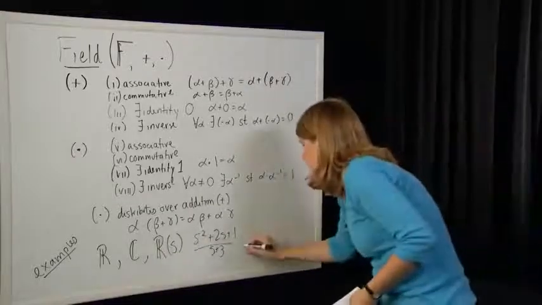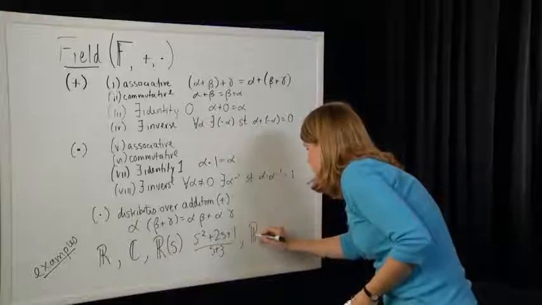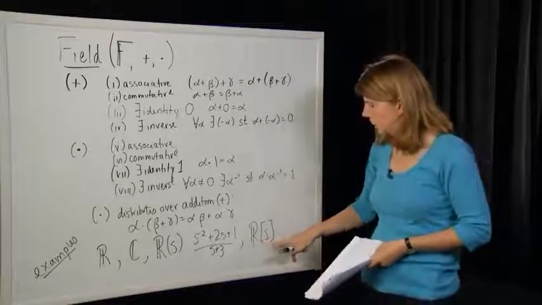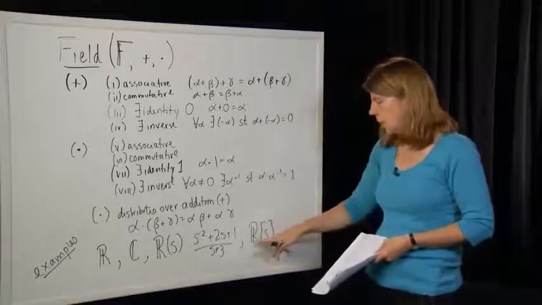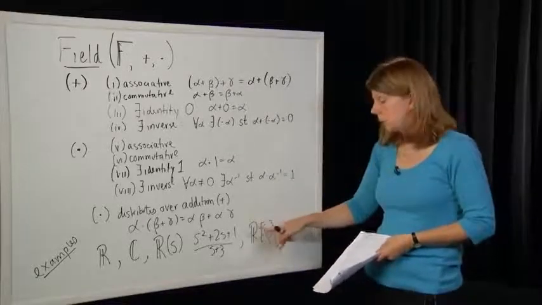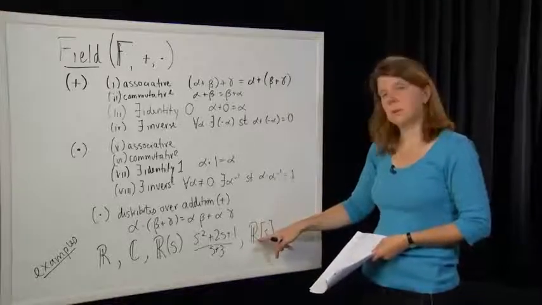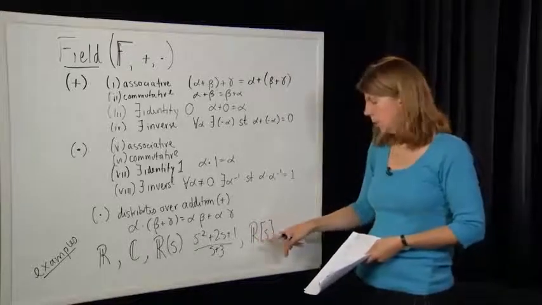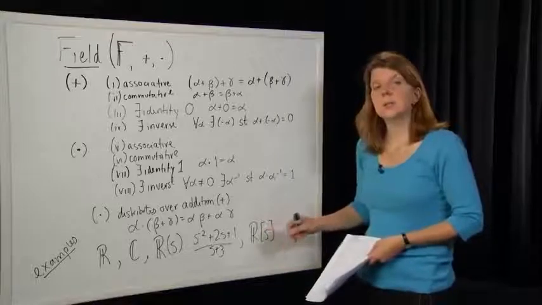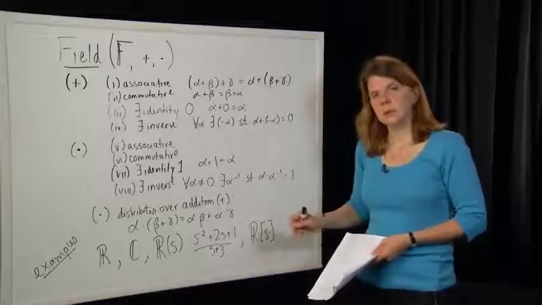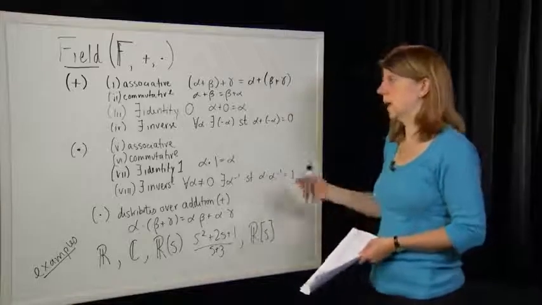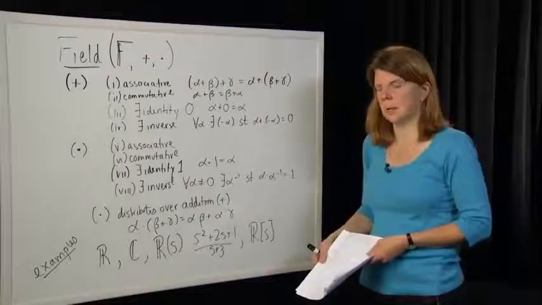Things that are not fields. So if we look at something similar to the previous, but we put a restriction on it. We use these square brackets to represent the set of polynomials whose coefficients are real numbers. That set does not represent a field. It's not a field because there's no multiplicative inverse, which gives us back the identity element.